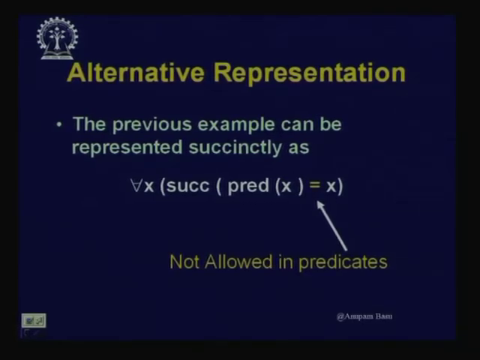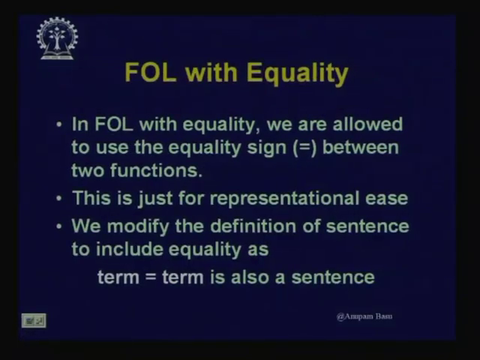However, it was found that this limitation was becoming difficult to maintain, because if we had the equality operator allowed in predicate logic, we could have expressed many sentences in a better way. Therefore, first order logic was extended to first order logic with equality. In first order logic with equality, we are allowed to use the equality sign between two terms. This is for representational ease.